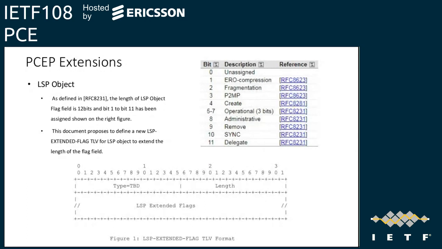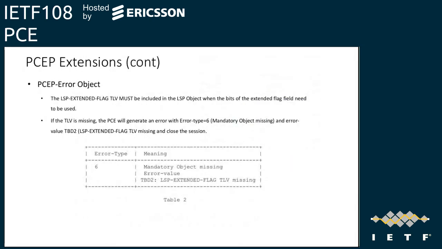we extend the LSP extended flags field. This field contains an array of units of 32-bit flags numbered from the most significant as bit 0, and each bit represents one LSP capability or state. It can be used and occupied by other drafts. Last slide, please.